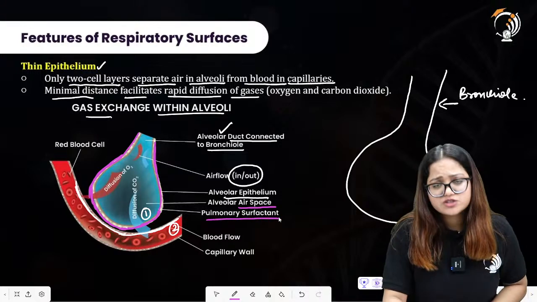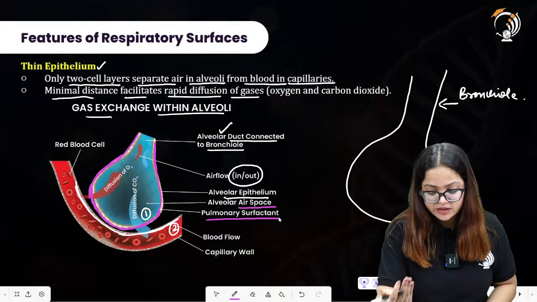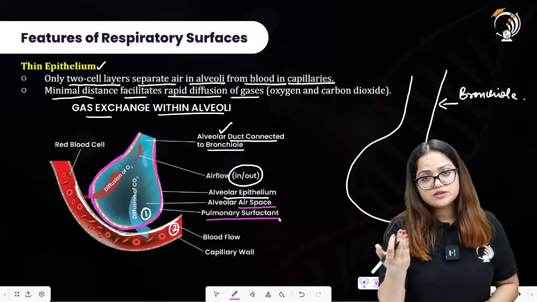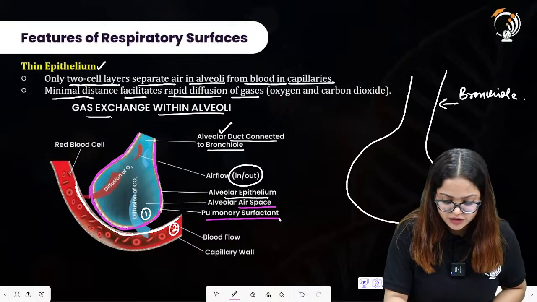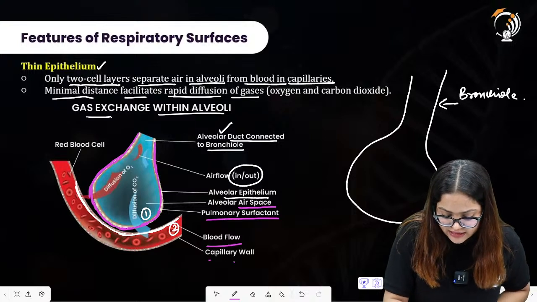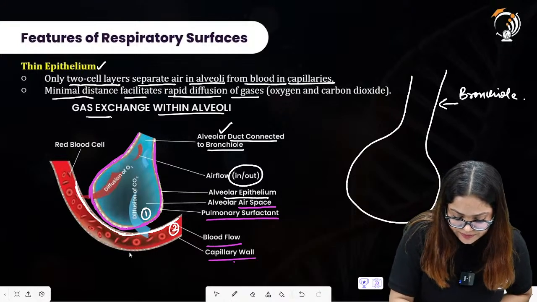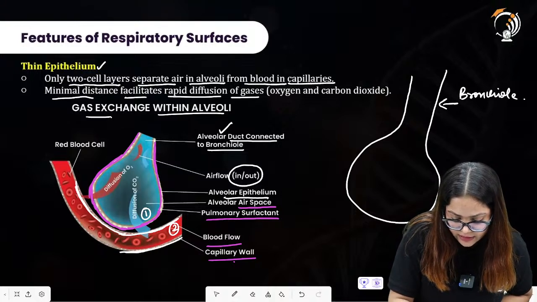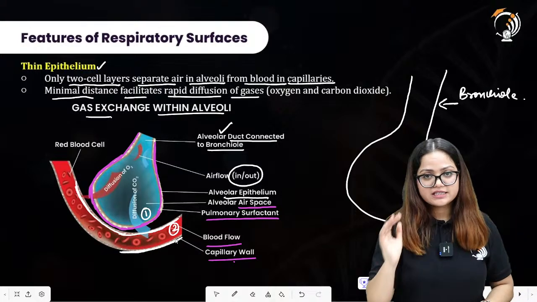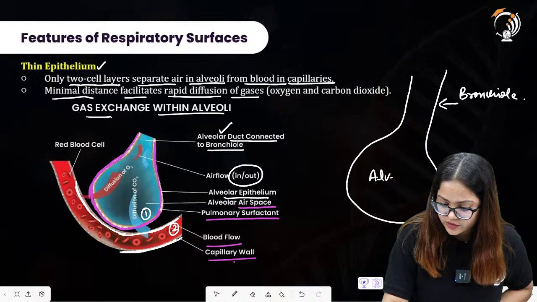Pulmonary surfactant is of no use over here in your syllabus actually. So blood flow is here, and this is the capillary wall which we have represented with white marker here. This is the blood capillary. I hope this thing is clear. This is the alveoli.